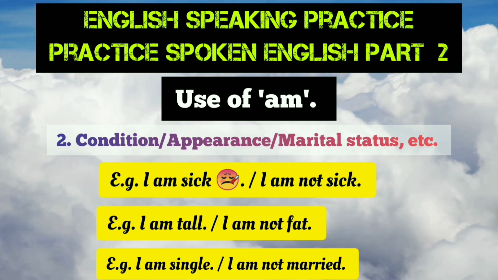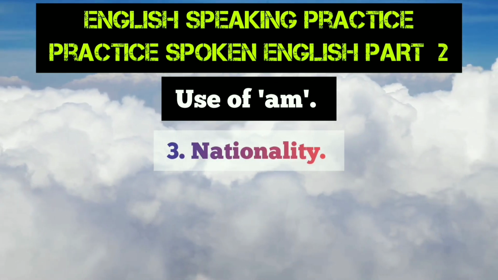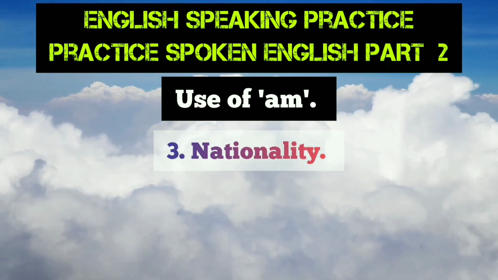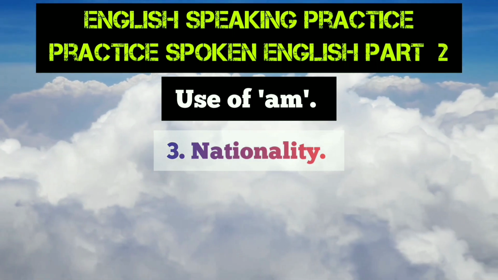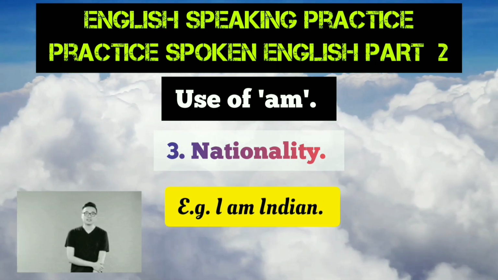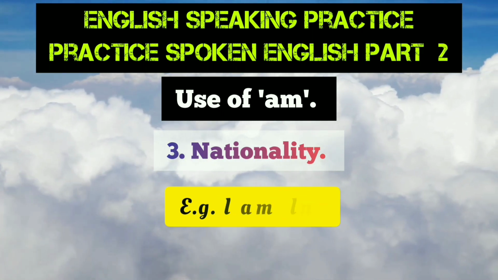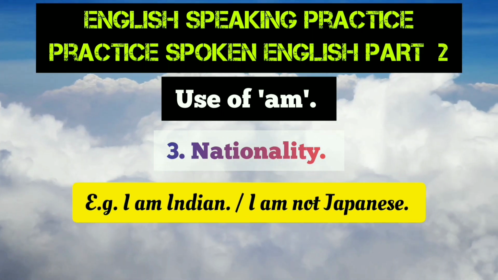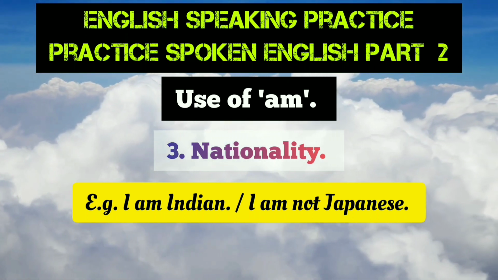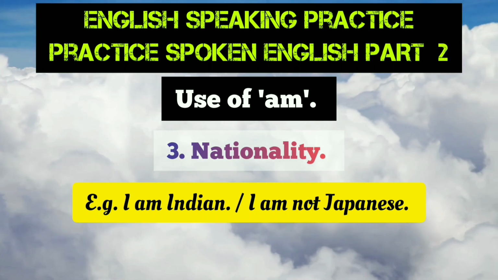to talk about nationality. You can talk about your nationality using am. As you see the next example, I am Indian. It's a positive sentence. Again, you can make a negative sentence, I am not Japanese. So like this way you can talk about your nationality also and describe.